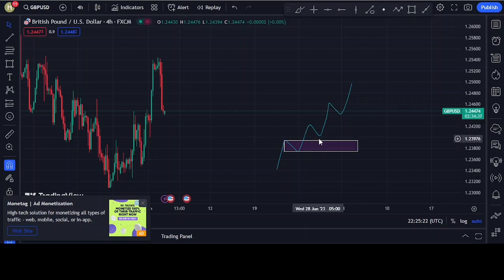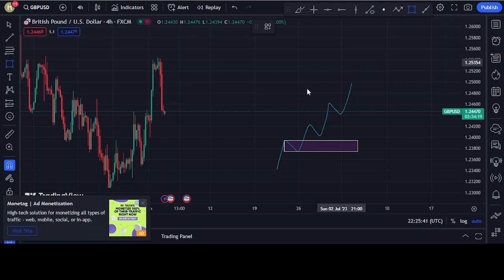I'll be looking for price to come to it. There are times price will not even come to the zone before it is rejected and it will bounce off. There are times price will come to it to test a certain area, then bounce off. So this is a demand zone. This is another demand zone.